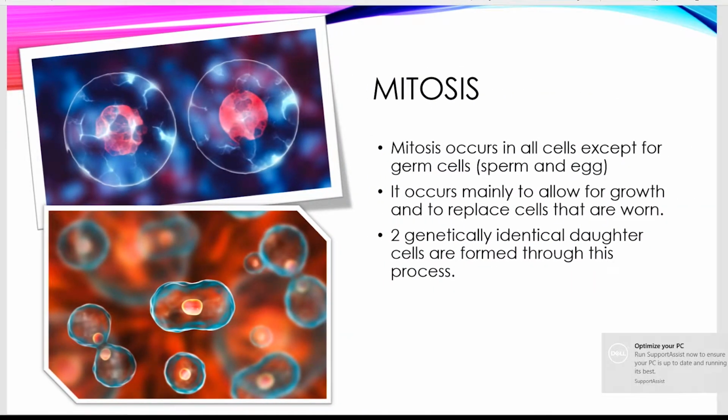So starting with mitosis. Mitosis occurs in all cells except for the germ cells, which are the sex cells, sperm and eggs. It occurs mainly to allow for growth and to replace cells that are worn. So your skin cells are doing mitosis constantly. They are constantly dividing and replicating and creating new skin cells so that the skin cells on the top layer are able to die off and we lose them. Also things like hair, toenails and fingernails are constantly replicating and duplicating so that they can grow. So that's what mitosis is for. It's pretty much every part of the body except for the sperm cells and the egg cells.